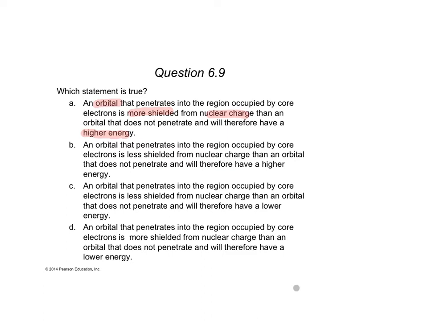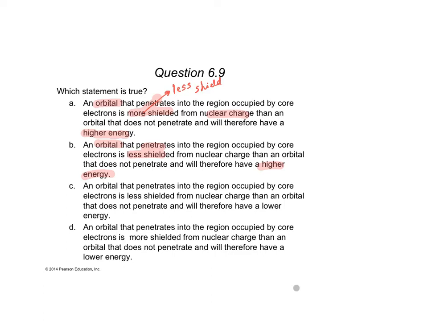So an orbital that penetrates into a region occupied by core electrons is less shielded, right? So if it was true, this should say less shielded, and therefore will have a lower energy. So then in B we have an orbital that penetrates into a region occupied by core electrons is less shielded, so that's great. Then an orbital that does not, and will therefore have a higher energy. So no, it will have a lower energy. That's the whole purpose of all of this with respect to Coulomb's law. So not A, not B.